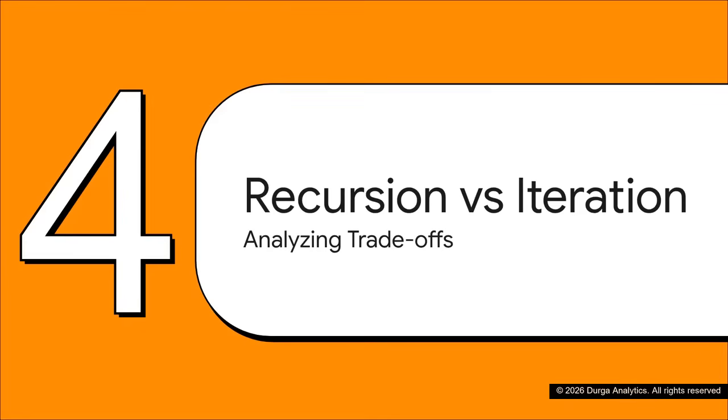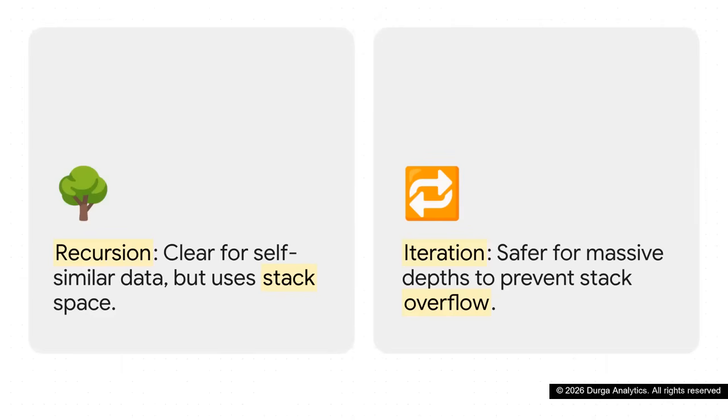Section 4, Recursion versus Iteration Trade-offs. Let's put our principal engineer hats on and talk about the real world. As a working engineer, you never want to use a tool blindly. Recursion and iteration, meaning standard loops, can often solve the exact same problem. So the choice really comes down to code clarity versus system constraints.